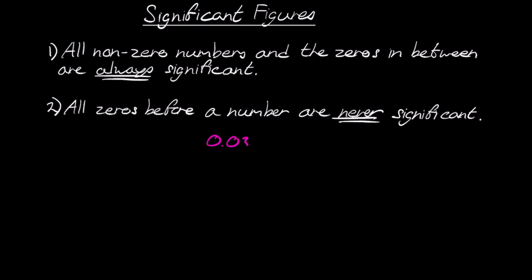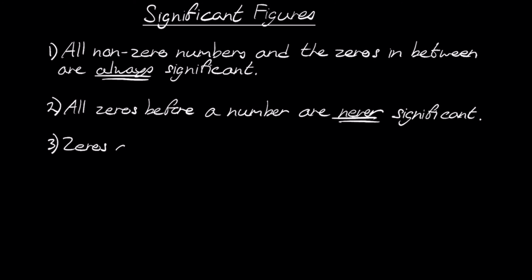How about 0.0306? How many sig-figs does this number have? If you got 3, that's exactly right. The 3 and the 6 are significant, as well as the 0 in between them, because of rule number 1, that all non-zero numbers and zeros in between them are significant, but the 2 preceding zeros are not significant because preceding zeros are never significant.